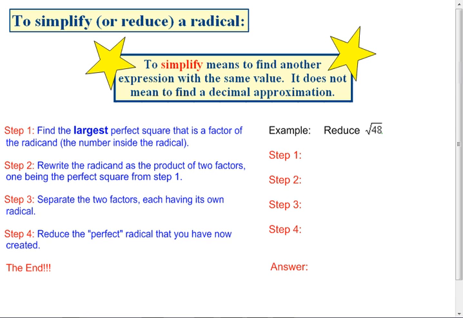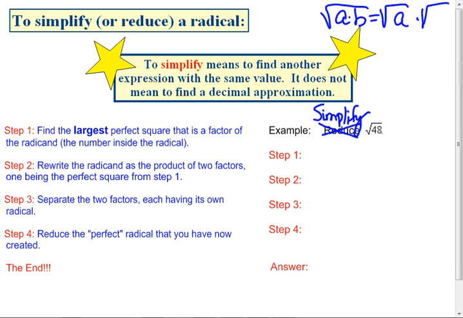Okay, I want to simplify the square root of 48. You do that. I'm going to show you. First off, there's a property of radicals that if you have the square root of a times b, you can rewrite that as the square root of a times the square root of b. In other words, you can distribute that radical. A and b are the radicands. You can distribute it over the radicands.